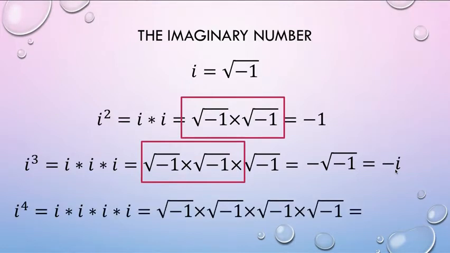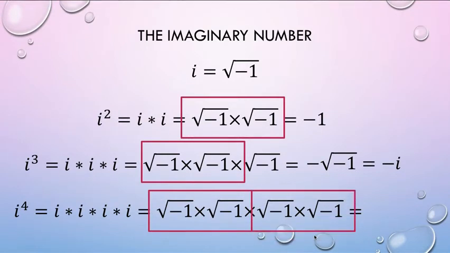And then i to the fourth. Well, we've got 4 i's being multiplied together, or 4 square roots of negative 1 being multiplied together, which is, each of those pairs of square root of negative 1 being multiplied together is just negative 1. Well, negative 1 times negative 1 just equals 1. So i to the fourth equals 1.